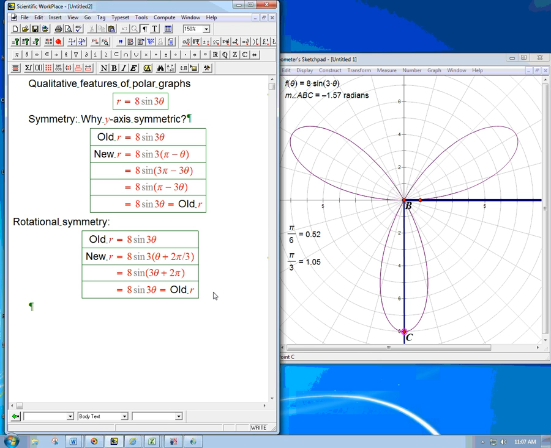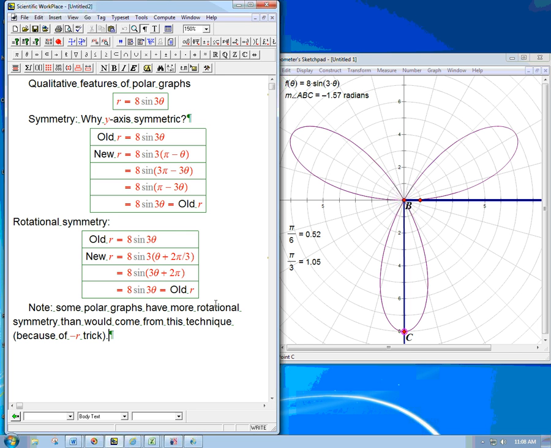One note, many polar graphs have more rotational symmetry than would come from this technique because of a subtle thing, the negative r trick. That can actually add in twice as much rotational symmetry as you might expect. So it turns out cosine 2 theta has 4-fold rotational symmetry. It's because of the negative r trick. I just don't want to go into the details of that.